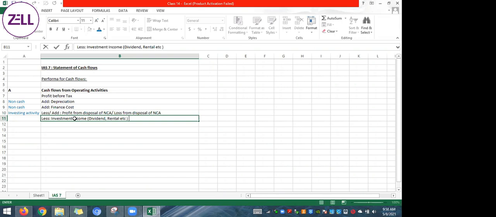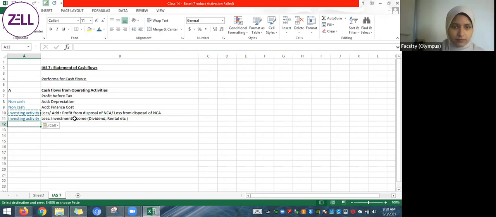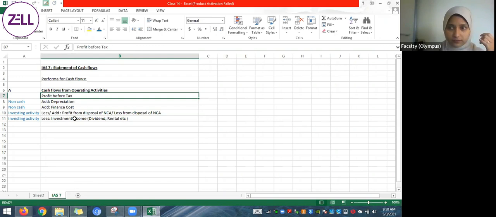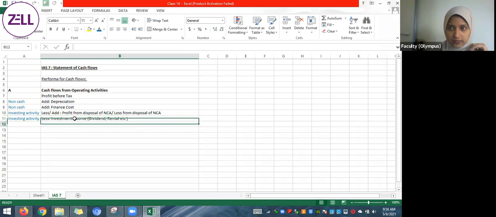But ma'am, investment income will go in the investment section, right? Yes. So why do we have to deduct it from this? Because it's there in my profit before tax figure. The impact of that income is included, so I'm removing it by deducting it. Later, I'll take it in my investing activity.